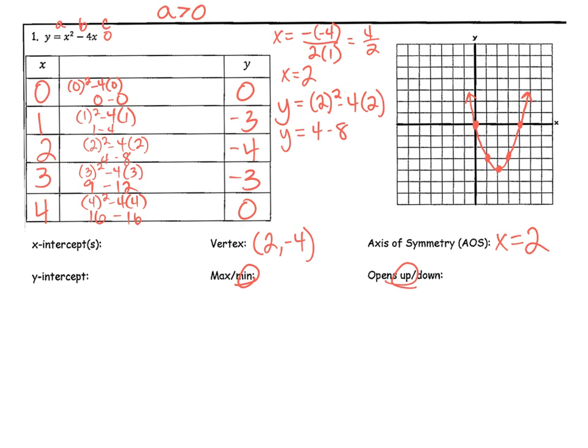Okay, what's my y-intercept? Where does this graph cross the y-axis? 0. Put that in for y-intercept. What are my two x-intercepts? Where do they hit? 0 and?